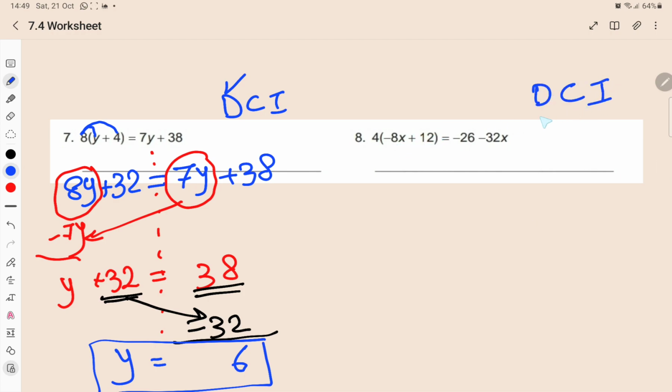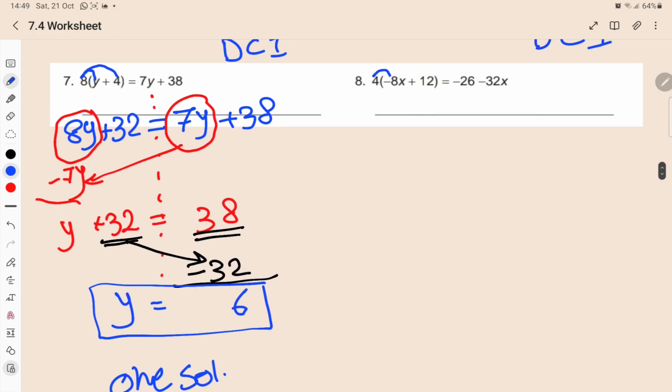DCI. Do I have a bracket? Yes. So I will use distributing. So 4 times negative 8 first, and then 4 times 12. 4 times negative 8 is negative 32x. 4 times negative 8x is negative 32x. Plus 4 times 12 is 48 equals negative 26 negative 32x.